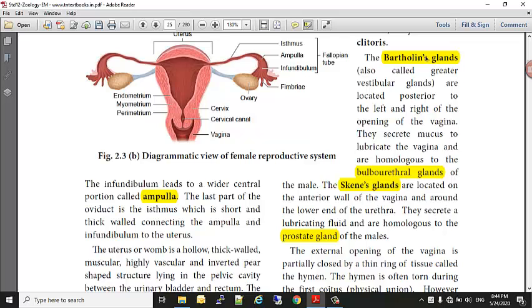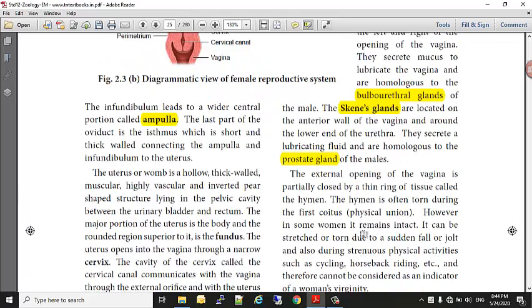So this one is found in females, and a similar function is performed by the bulbourethral glands of males, and Skene's gland performs the same function as is done by the prostate gland of males. So these two words, just keep in mind. We will go to the next one.